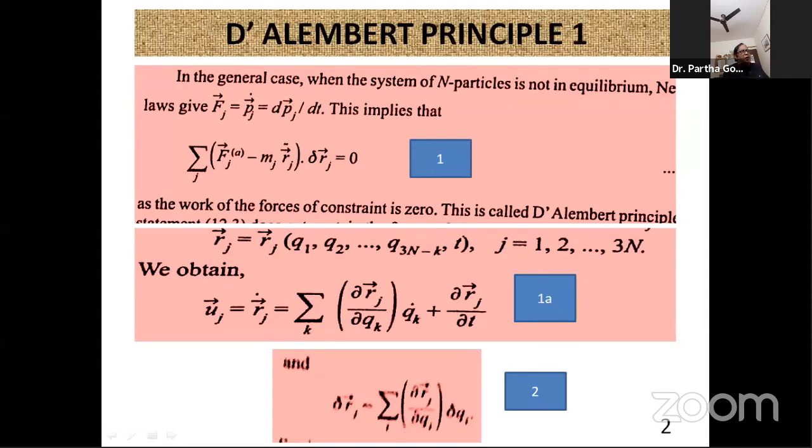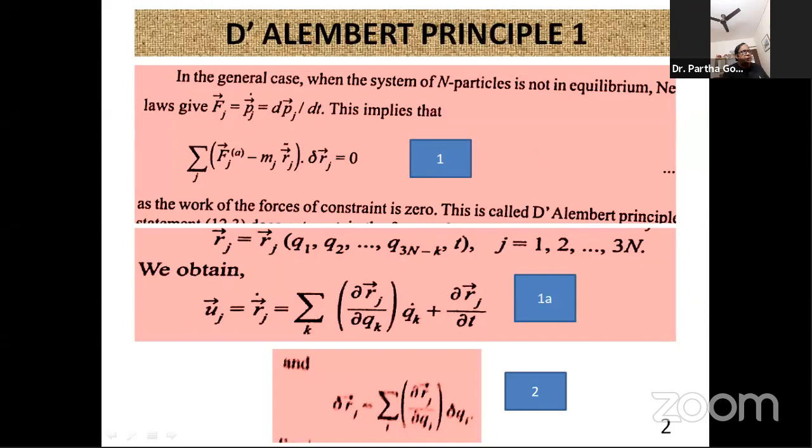And why I started with work, I explained, is because my approach has to be an energy related approach, not a force related approach to dynamics, because a force related approach will have a lot of complication. An energy related approach will be simpler. I think I have answered the question.